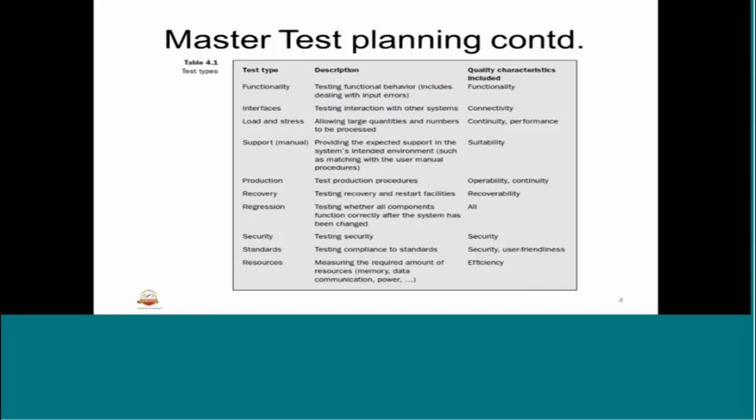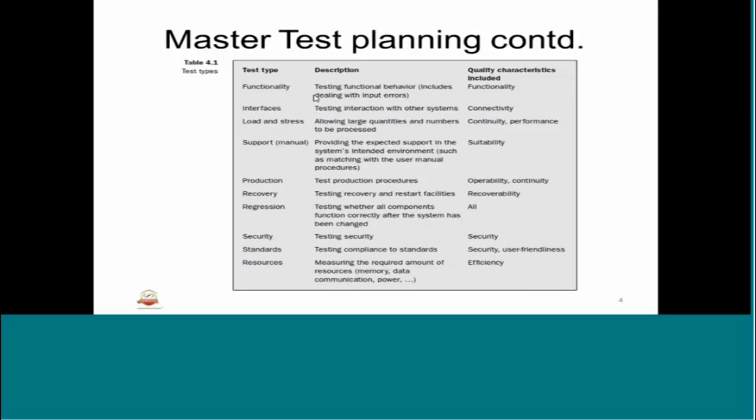In this table we have test type, its description, and quality attributes that are included. What are the test types that are considered for master test planning? They are functionality, interfaces, load and stress, support, it could be manual, production, recovery, regression, security, standards, resources. Okay, so let's see one by one.